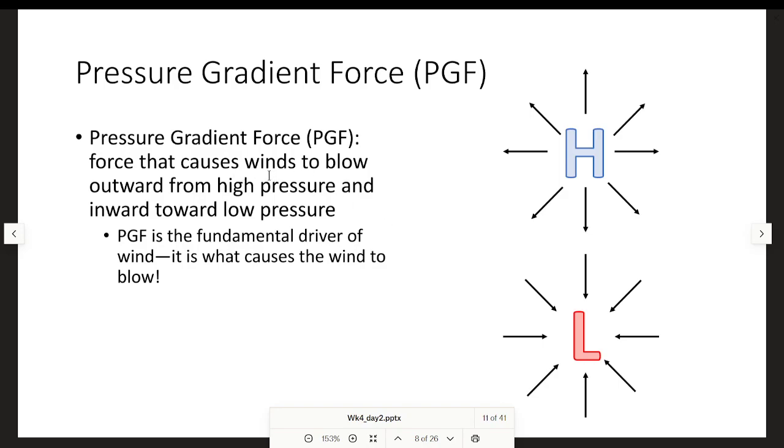So, little PGF tutorial. This is the force that causes wind to blow outwards from a high pressure and inward towards the low pressure. Yes, so it's like blowing up a balloon, and you have a high pressure inside and a low pressure outside, and the air just wants to be in equilibrium no matter what. So it's going to move towards the low. It's going to try to fill that in. And it's going to move away from the high because it's pushing on it too hard, pretty much. So PGF is the fundamental driver of wind. It's what causes the wind to blow. It also creates these big systems that we were talking about.